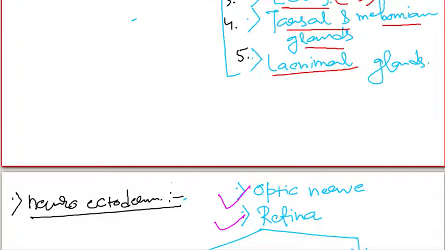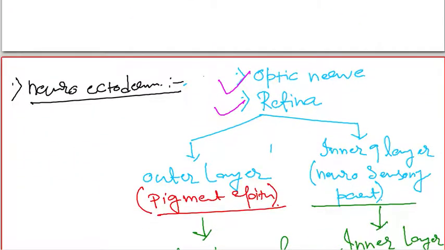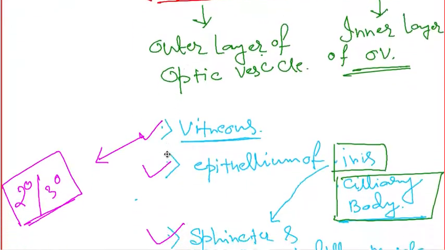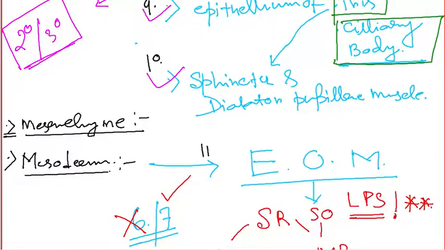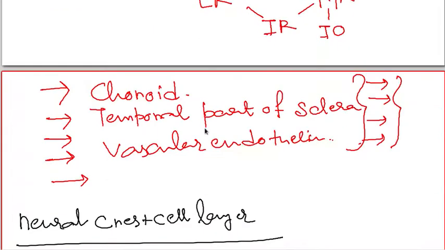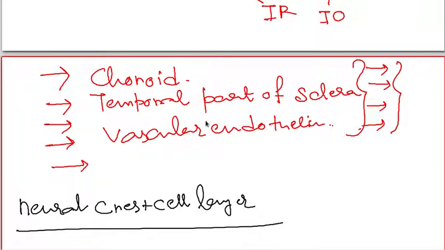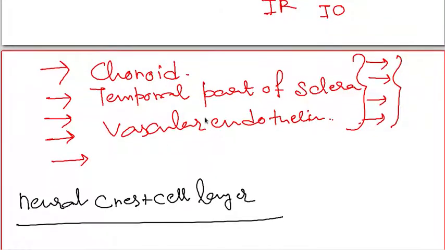6, 7, 8, 9, 10, 11 structures. Okay, and some other structures like ciliary muscles, stroma of cornea.